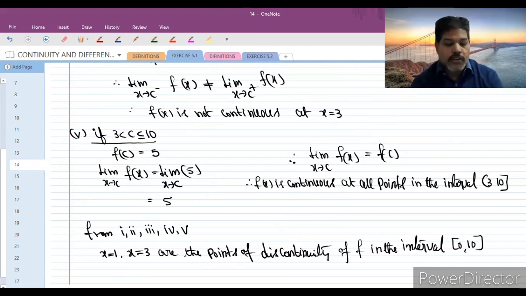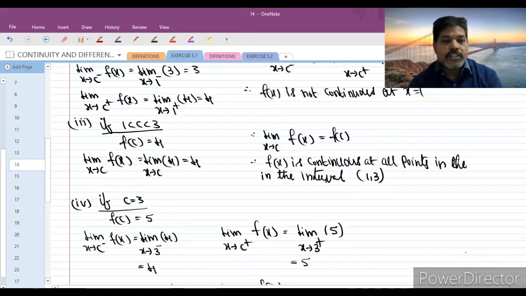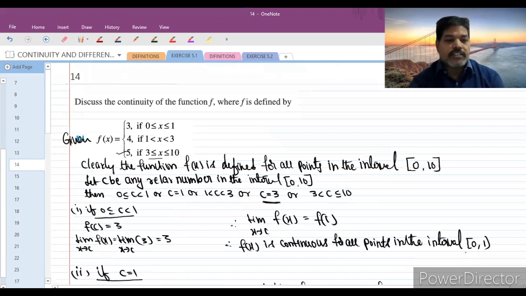Do you understand, students? So see that question and practice that question, and these are the cases. Whatever cases are given, you have to take them from the given question. Okay, so see that question and practice that one.